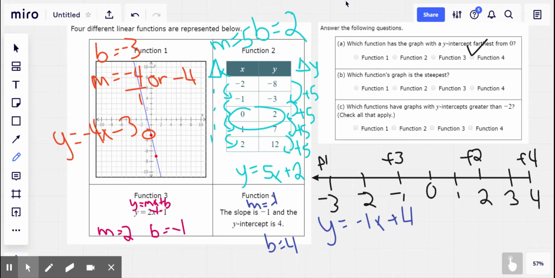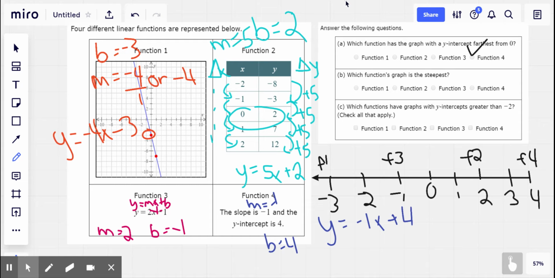Now, purple's pretty not steep. Green, a little not steep. Red and blue are close. Let me compare those. Red was function 1, which had a slope of -4, and blue was function 2, which had a slope of 5.